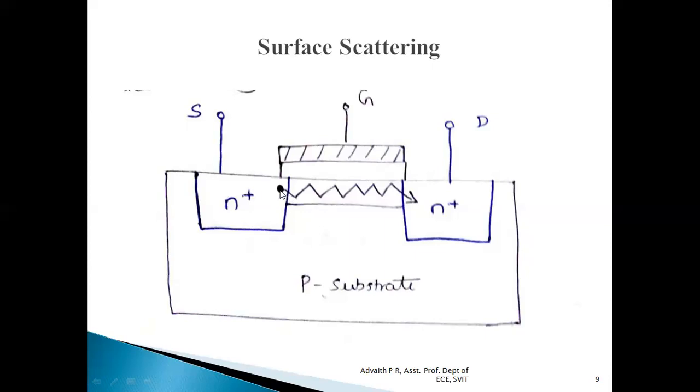Because electrons are negatively charged particles, they get attracted towards the gate terminal, since we are giving a positive gate voltage to this terminal. As a result of this, they keep on crashing and bouncing against the surface during their travel, following a zigzag path. This effectively reduces the surface mobility of carriers. From the figure, it is very clear that as electrons travel through the channel, they are attracted towards the gate and bounce back, again get attracted and bounce back. This is called surface scattering, and it affects the mobility of electrons or mobility of holes.